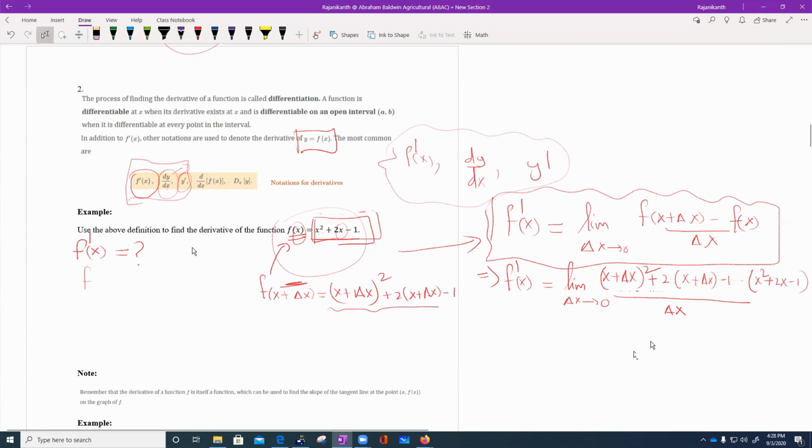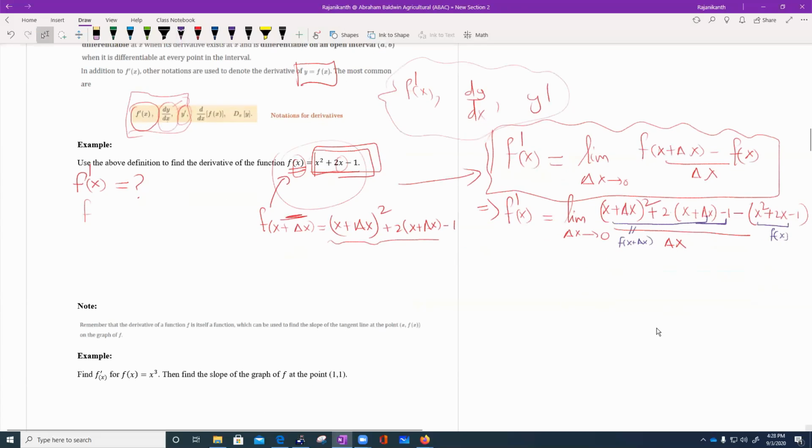This is f of x plus delta x, including this. Okay, this is f of x. No confusion. Now you need to use some algebra to simplify this big expression.